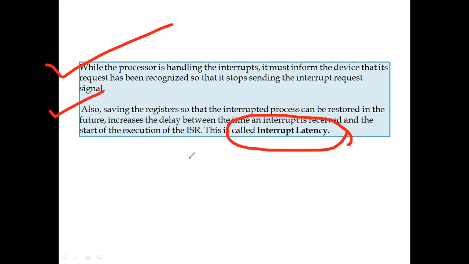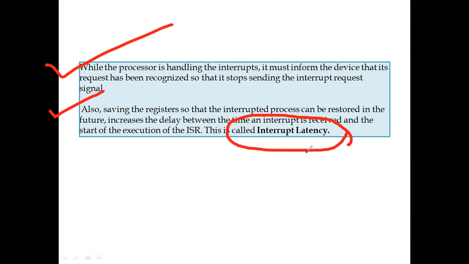So what is interrupt latency? Interrupt latency is that gap, that delay. What is that? The time from when the interrupt is received in the ISR to the time the processor starts executing, handling that interrupt. So that is known as interrupt latency.